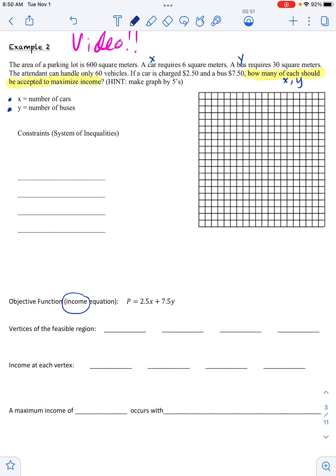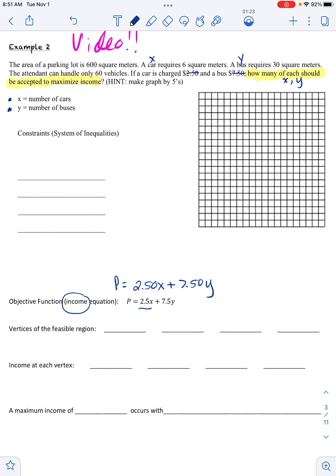You are going to have to come up with that on your own, so you aren't going to have that provided. Since I know I'm trying to maximize income, I'm going to find out how much income each one brings in. So I'm looking for the income from cars. It says a car is charged $250. And so that's where this came from, $250 per car. And then a bus is $750. So that is also related to the money and goes into my money or profit equation.